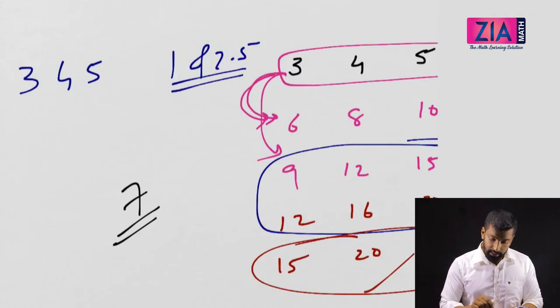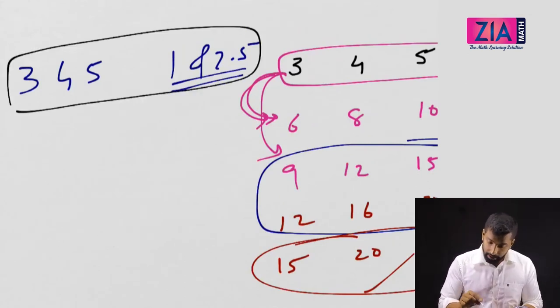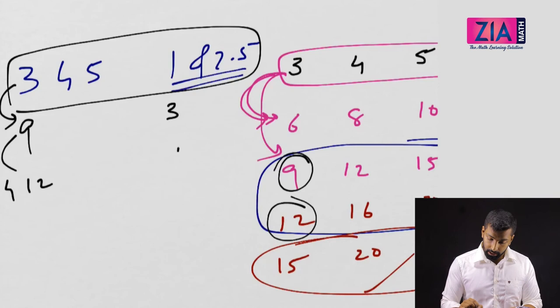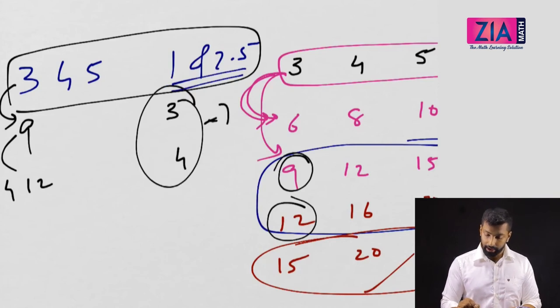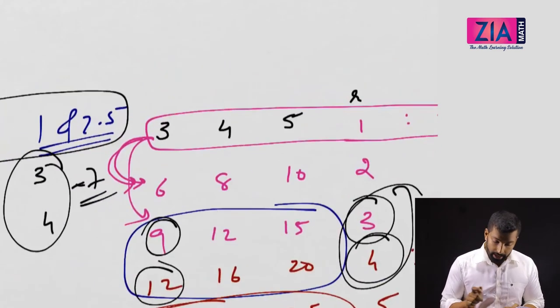If you just know this 3, 4, 5 is 1 and 2.5, what is given? 1 was 9 and 1 was 12. So 9 means you multiply with 3. This is 3, right? So you get 3. And 12 means you multiply with 4. So this is 4. Just add, you get 7, and that's your answer. So if you know things like this, you can make the questions, right? Now I can ask you about outer radius also.